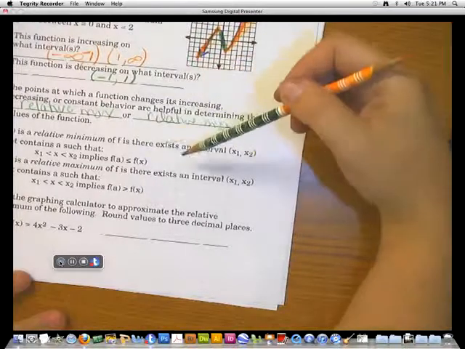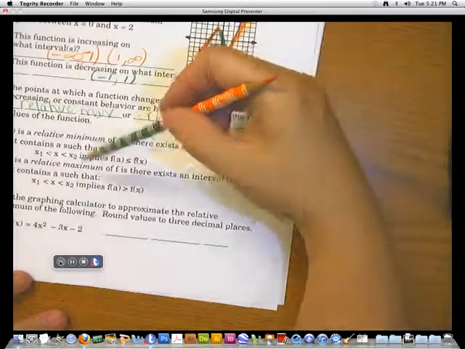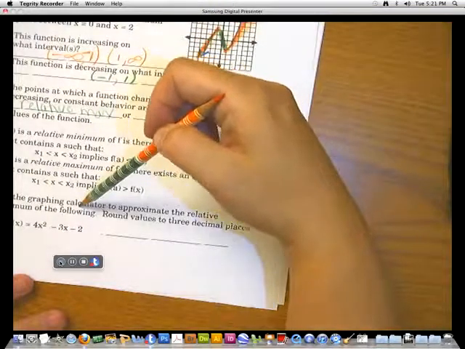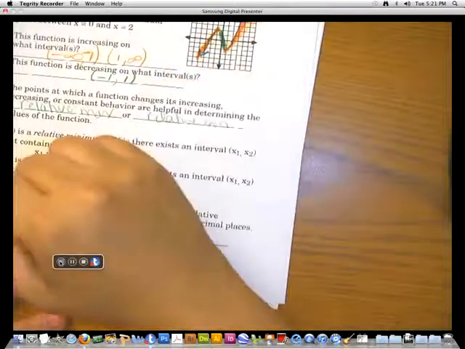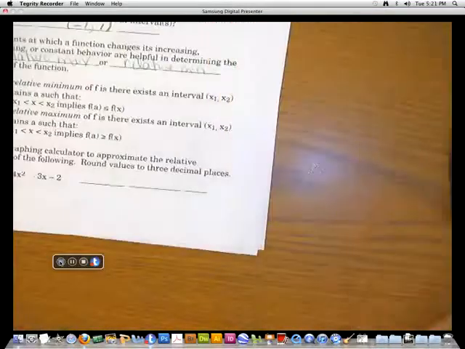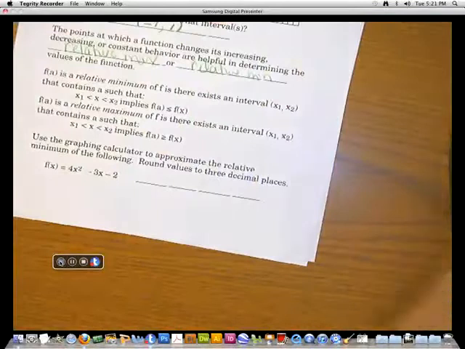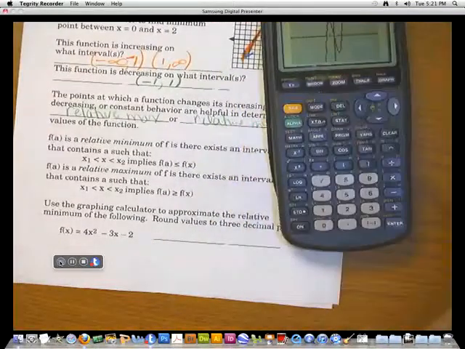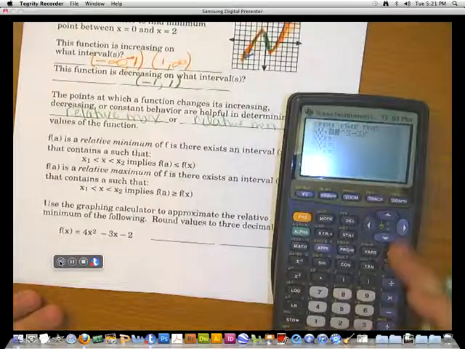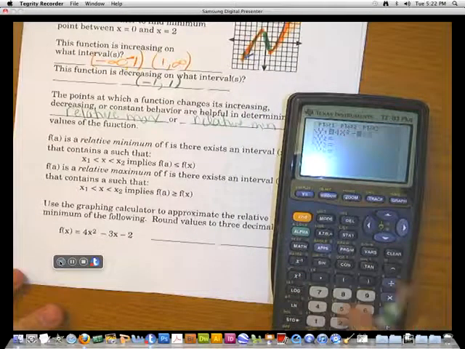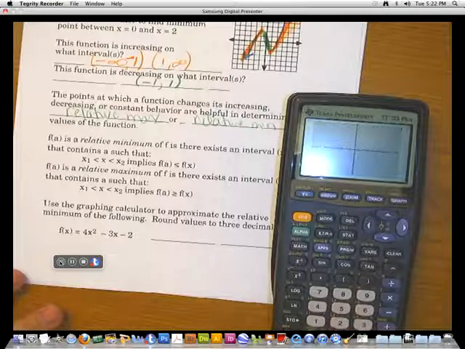The next part, make sure you read through this, considering what relative minimum, maximum. Using your graphing calculator, we want to approximate the relative minimum and maximum for that equation that is given. Put it in our calculator here. So we're going to go y equals 4x squared minus 3x minus 2. We're going to graph it.